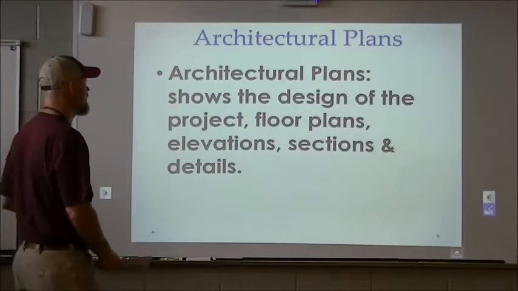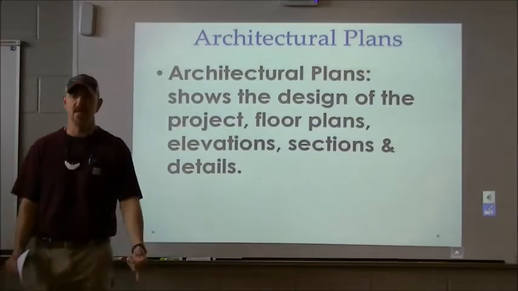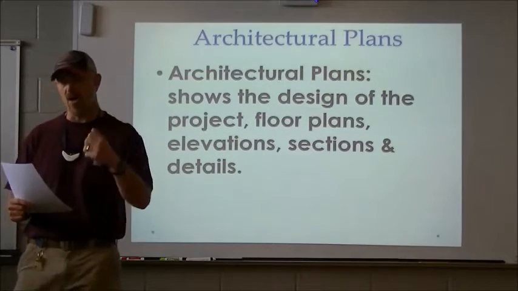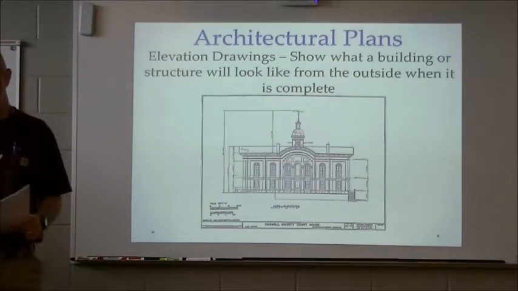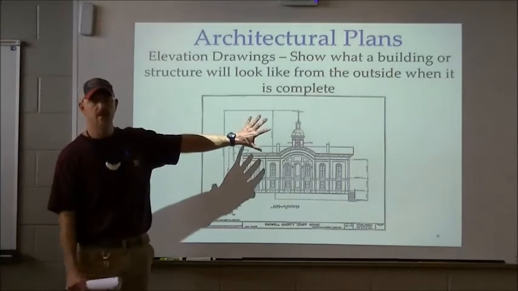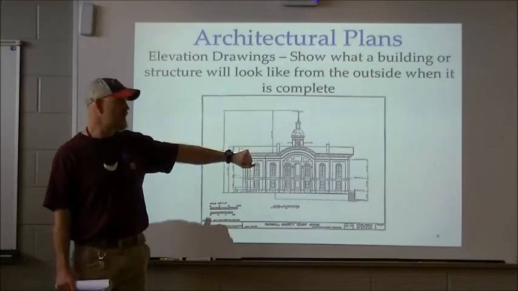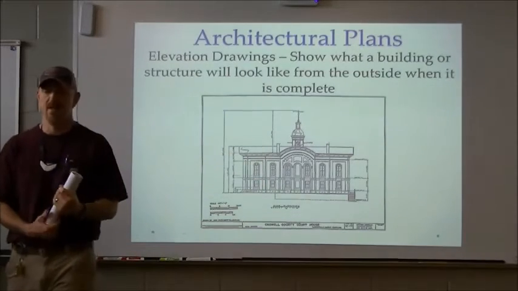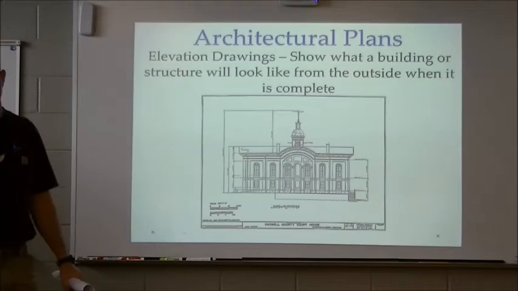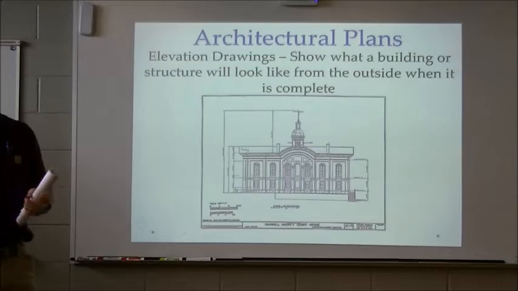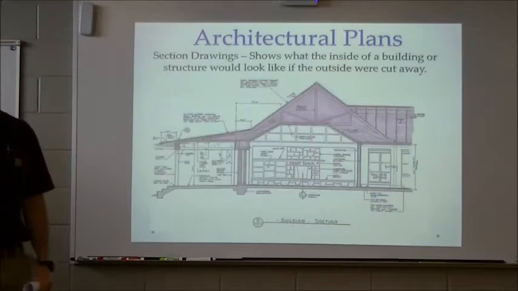Okay, architectural plans show the design of the project. It'll have floor plans, elevations, sections, and details, which are all architectural drawings. We're going to talk just a little bit about those. Now, an elevation shows us what the project or building will look like when it's completed. So you can see, just looking straight at this building, that is the elevation. They have front elevation, rear elevation, and side elevation. It just shows you the different sides of the building.